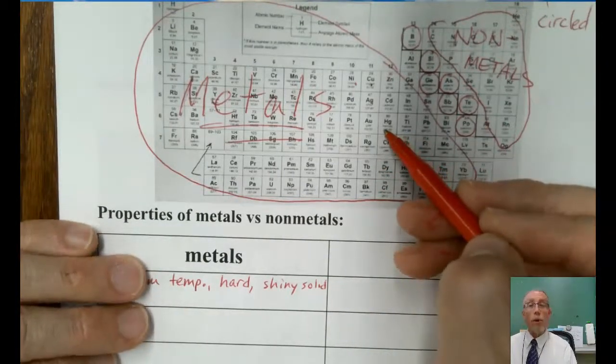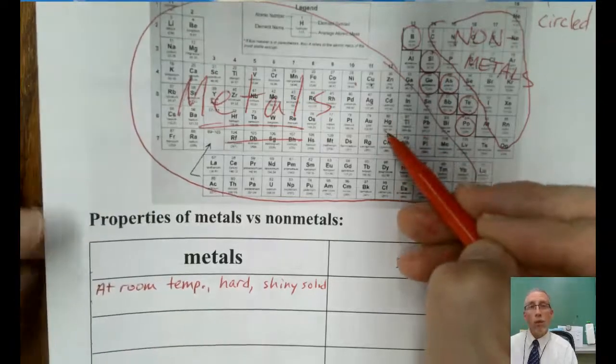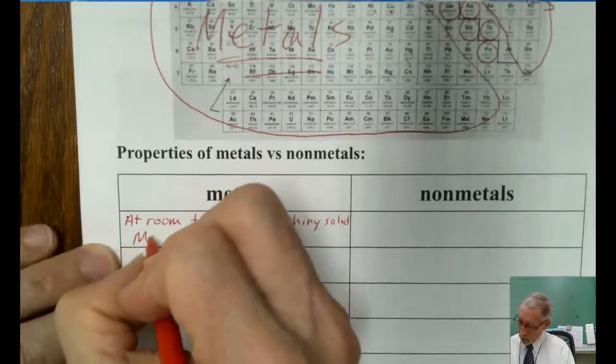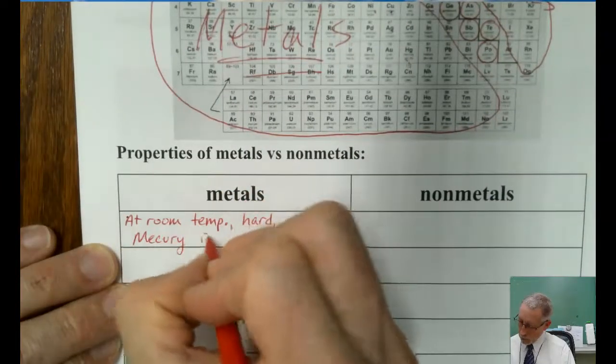There's the unusual one, mercury, the symbol Hg. Mercury is the only one that is a liquid at room temperature. So I might write here, mercury is liquid.